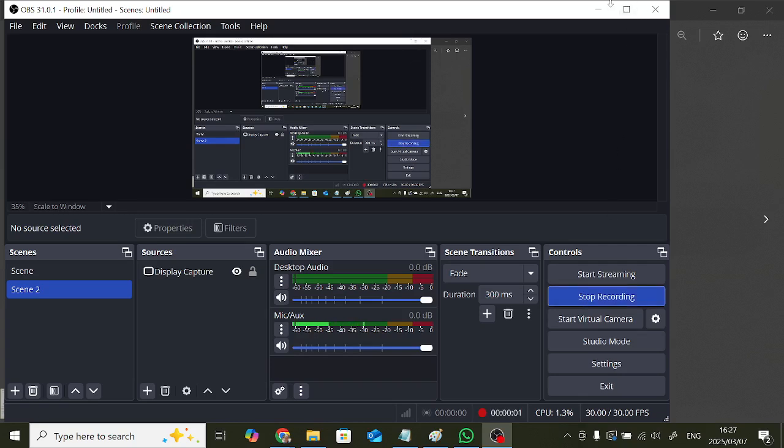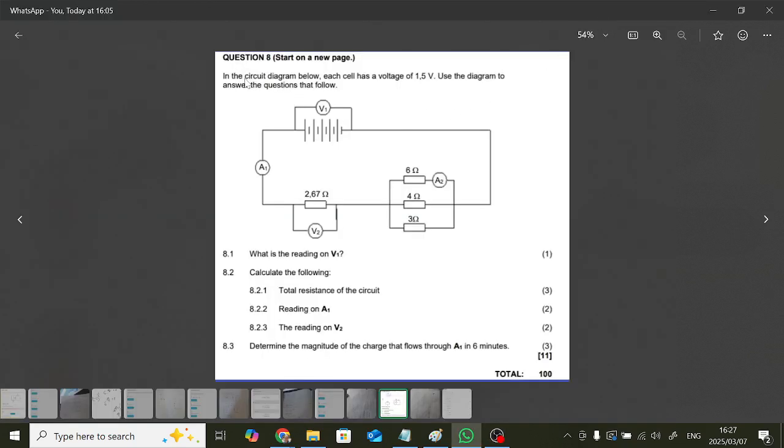Okay, so in this question, they say in the circuit diagram below, each cell has a voltage of 1,5 volts. Use the diagram to answer the questions that follow. Right? So we can see this is one cell. When you have this long and short line, that's one cell, two cells, three cells, four cells, five cells. Do you see that?